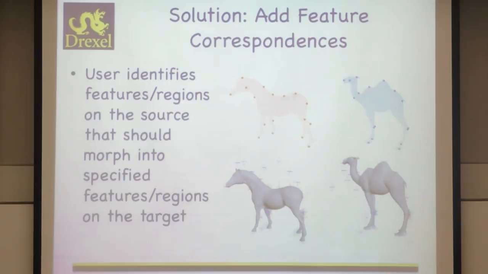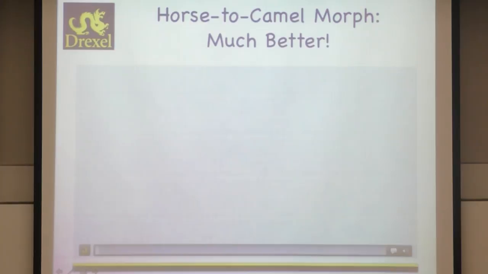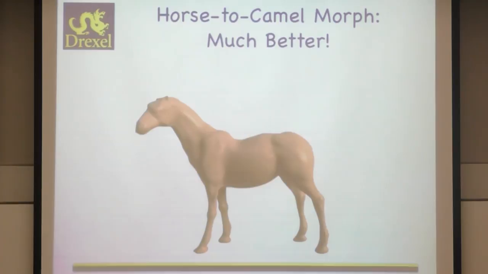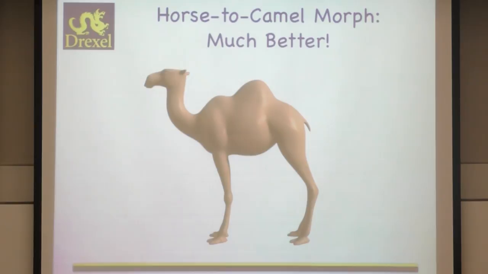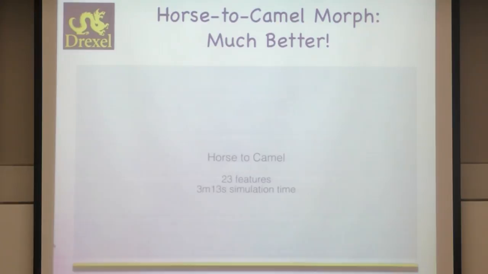This has been done before with other techniques, so there's this idea of user control, where the user identifies regions on the source and the target. You say, yes, I want the nose of the horse to become the nose of the camel, and the foot of the horse to become the foot of the camel. You define these features, and it's not so many. You define a few features, and you really do get a better result. So this is now the current version. Granted, it's a bit of a straw man, since we could have made the other one even worse, but still, that's a great improvement.